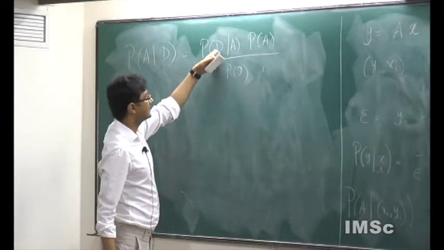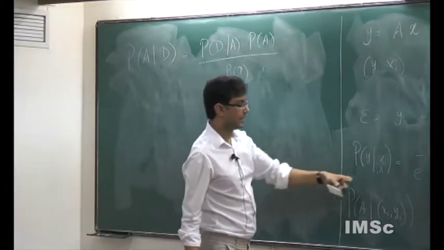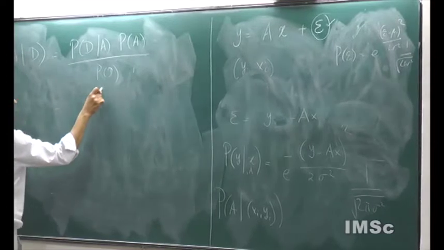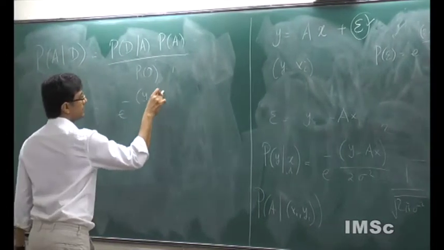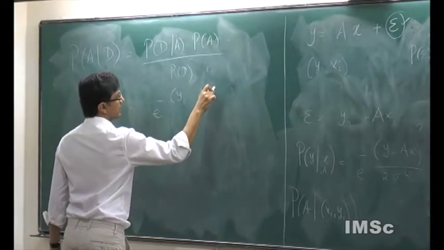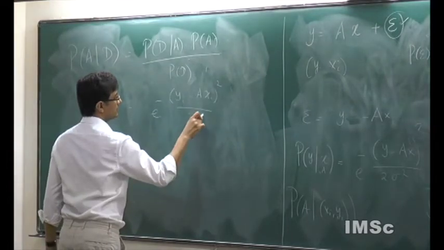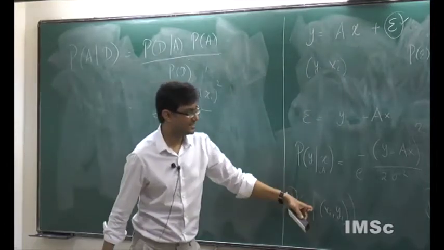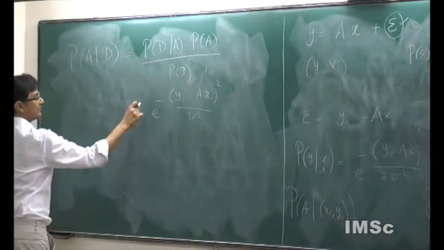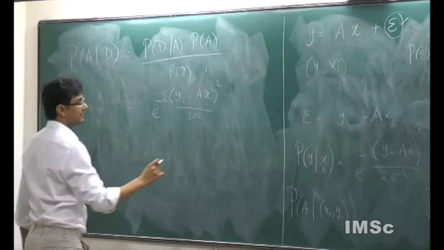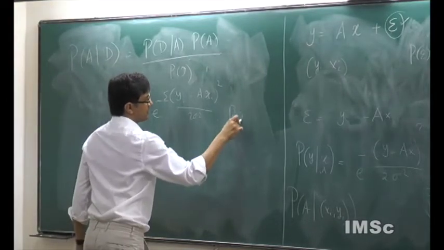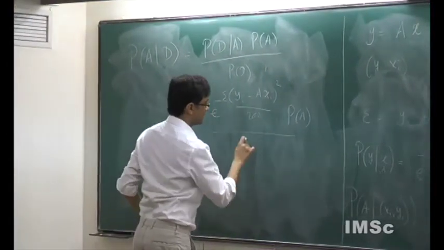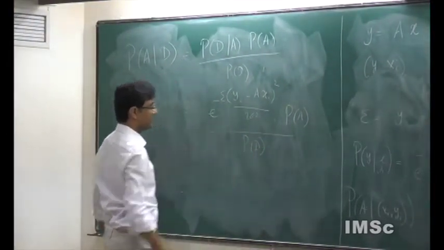What is the probability of getting the data given that I have A? It's precisely this, right? So it's e to the minus (yi minus a xi) whole square over sigma square. And how many such data sets are there? As many data sets as I have, so I have to take their product. Okay, I can just take the sum there. Times the probability of A. So this is this. The denominator, I don't care about it. It's just a number.